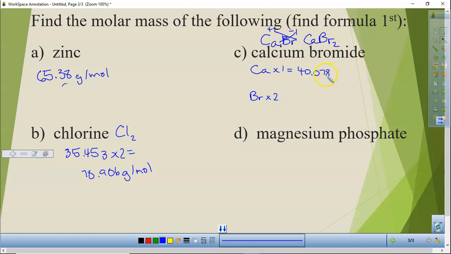Find bromine now. It's a halogen. Bromine, 79.904 is the mass. But since there are 2 of them, you have to multiply by 2. 79.904 times 2, 159.808 is what I get. 159.808 grams per mole. That's the molar mass of calcium bromide.